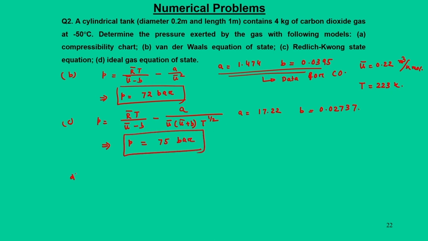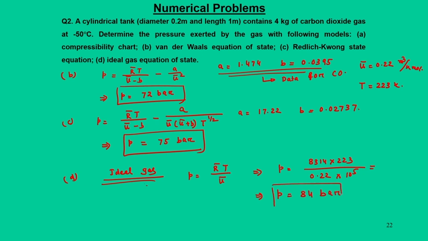And the last one, which is what we call the simplest one, ideal gas. If nothing is given, then we must use the gas equation we have been using so far, that is P is equal to R bar T divided by V bar, and all these numbers are given. So, we can find out P is equal to, here I write 8314 into 223 divided by 0.22 into 10 to the power 5, this becomes bar. So, this will give you P is equal to 84 bar.